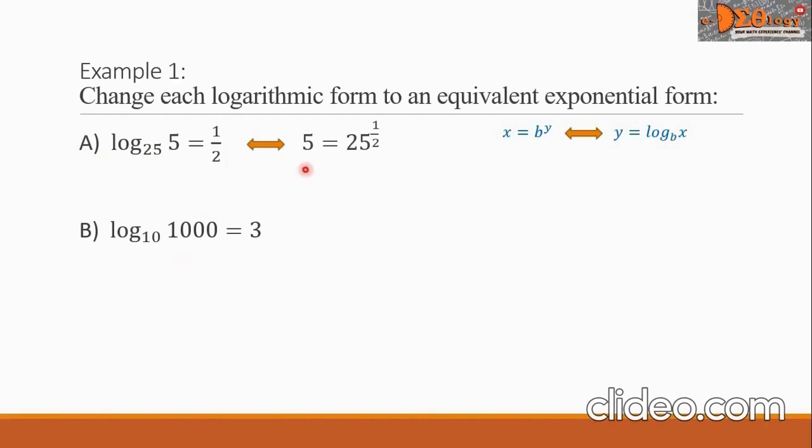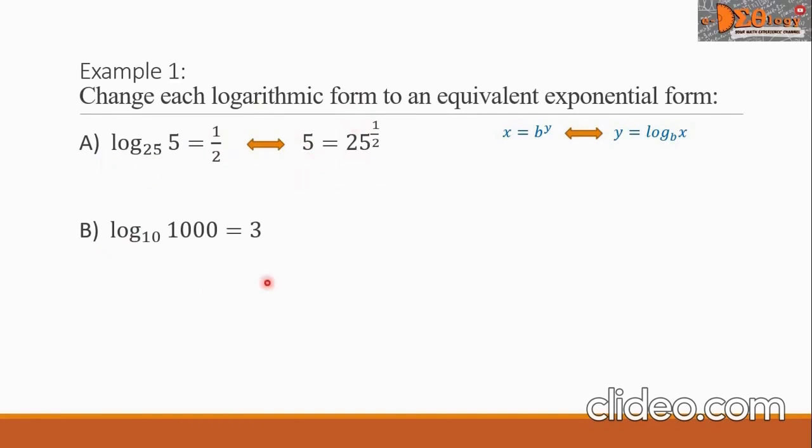This is the equivalent exponential form. Take note, this is log of 5, so we will write here the number 5 equals, the base is 25, so we will use this base as the base of the exponent. And this 1/2 here is exactly the exponent. So we have 5 equals 25 raised to 1/2. So this is the answer for letter A.